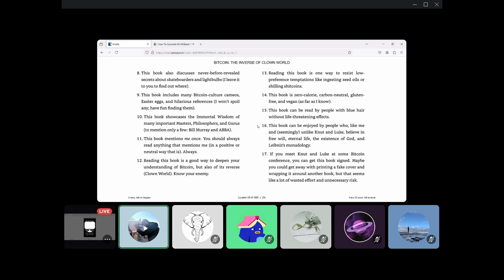This book can be enjoyed by people who, like me and seemingly unlike Nut and Luke, believe in free will, eternal life, the existence of God, and Leibniz monadology. If you meet Nut and Luke at some Bitcoin conference, you can get this book signed. Maybe you could get away with printing a fake cover and wrapping it around another book, but that seems like a lot of wasted effort and unnecessary risk.